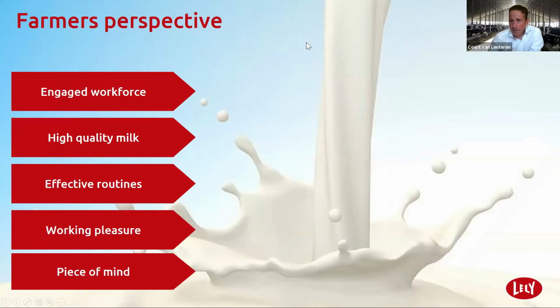So to sum up and to summarize, where could it lead to? A more engaged workforce, improved quality of milk, more effective routines, a better working pleasure, and especially from an ownership level, peace of mind. Because when you have the standards there, when somebody leaves, it's easier to replace because you have the picture ready to introduce that person into the group.